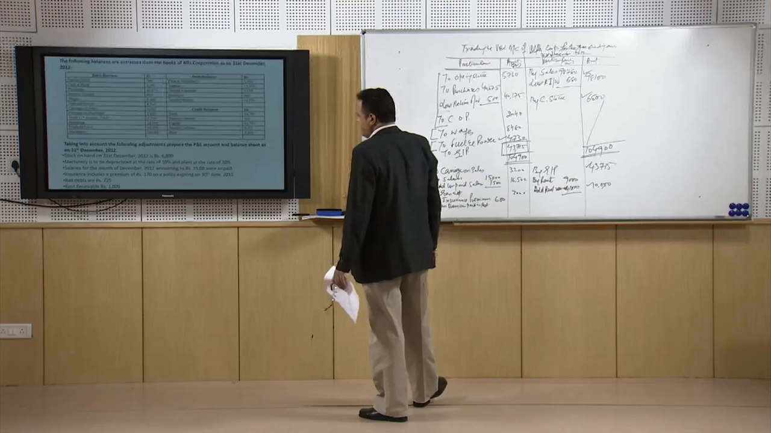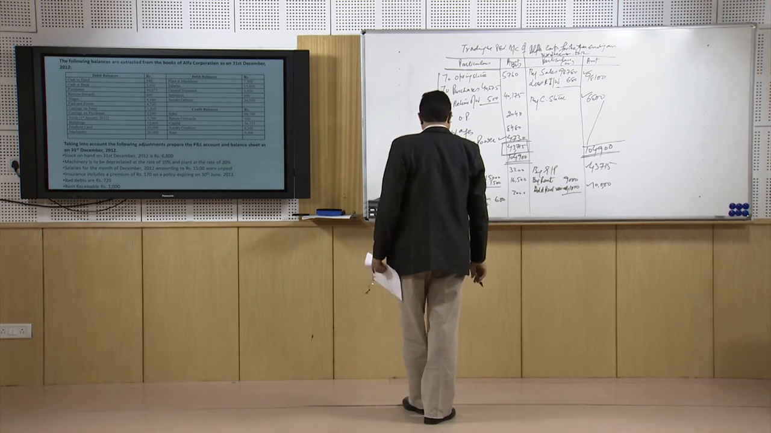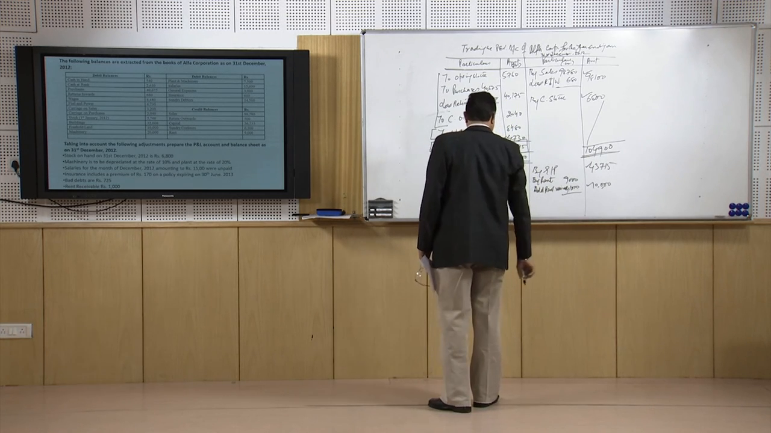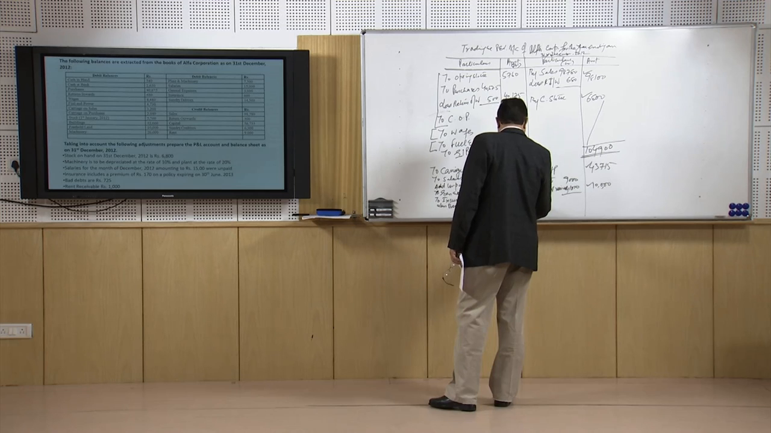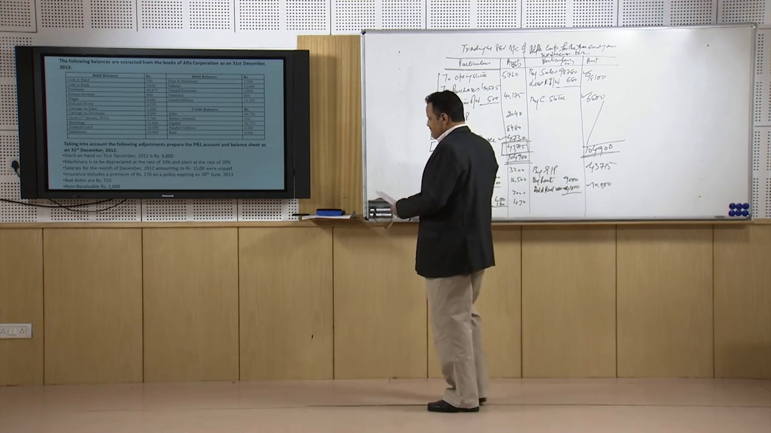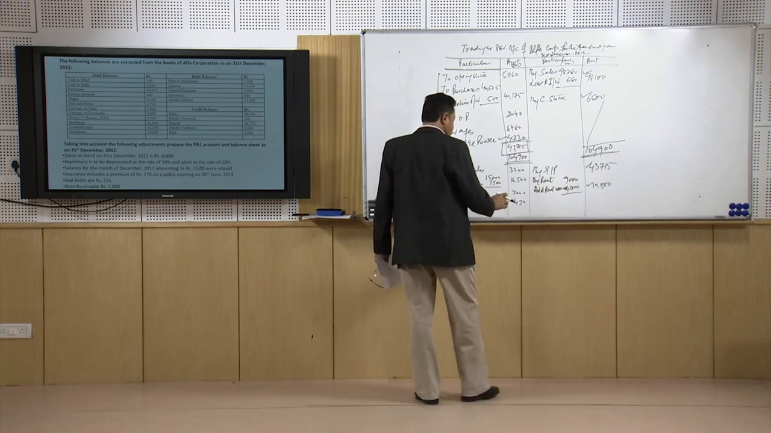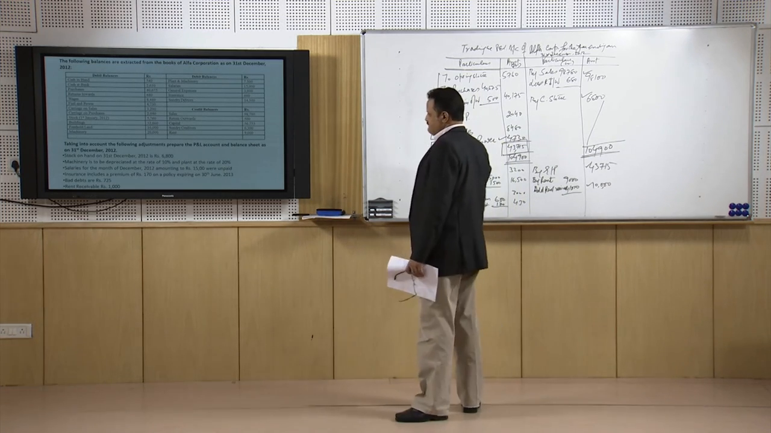Premium paid in advance is 170, and you have to subtract that. If you subtract that, then this is 430 rupees. So the total premium actually due for the year is 430 rupees, not 600. So we have to subtract that.